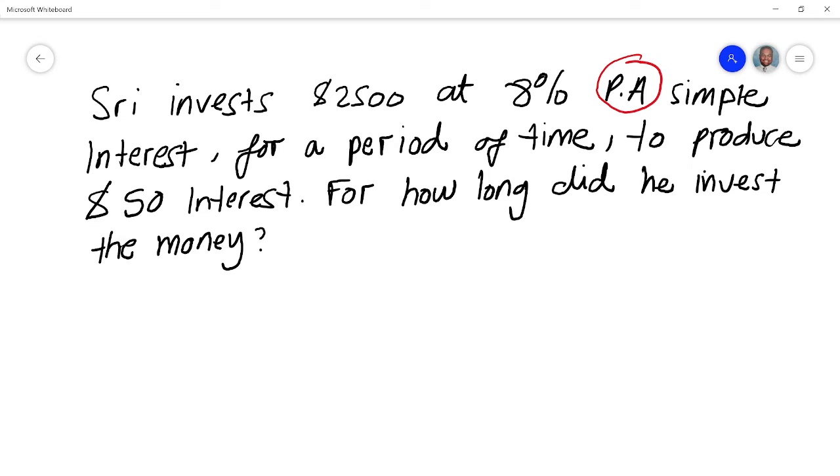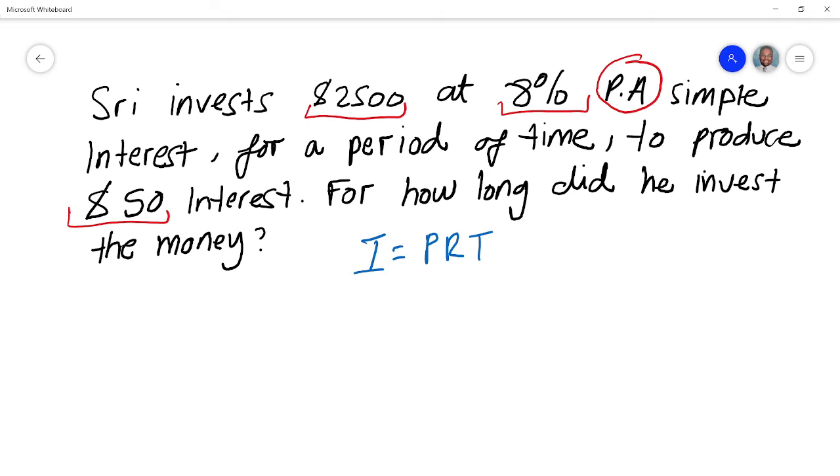All right. Now, if you looked at my previous video on changing the subject of formula involving simple interest, this is how the formula is. If you look at the basic concept, simple interest is P, which is principal, times rate, which is R, and T, which is time. So if you look at this question, let's highlight what information we have. You've got 2,500, you've got 8%, we've got $50 interest, and we need to find out our time.